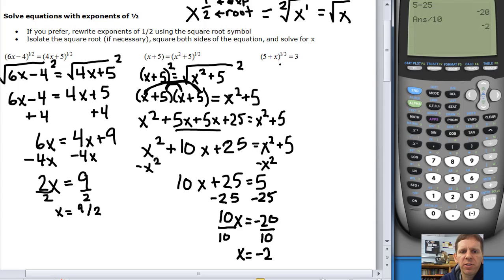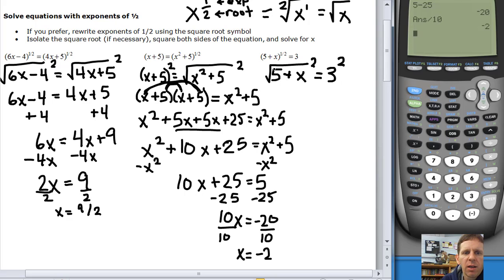So far, so good. This last problem's kind of the same thing we started with earlier. We have a 1/2 power here. You can always replace the 1/2 power with a square root. We've done that on each of these first problems, and we're going to do that here as well. So if you're like, ugh, I don't like that 1/2 power, well, change it to a square root. It's a little bit more friendly. Isolate the square root. It's isolated. Square both sides of the equation.